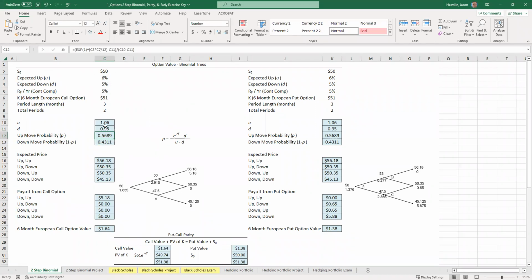Okay, now once we have those numbers, we want to calculate the probability of it going up and the probability of it going down. Now, for that, we're going to use this formula here. This gives you the up probability. And then once we have the probability of it going up, we can then calculate the probability of it going down. So that's why you see here, up move probability is P. Down move probability is 1 minus P.